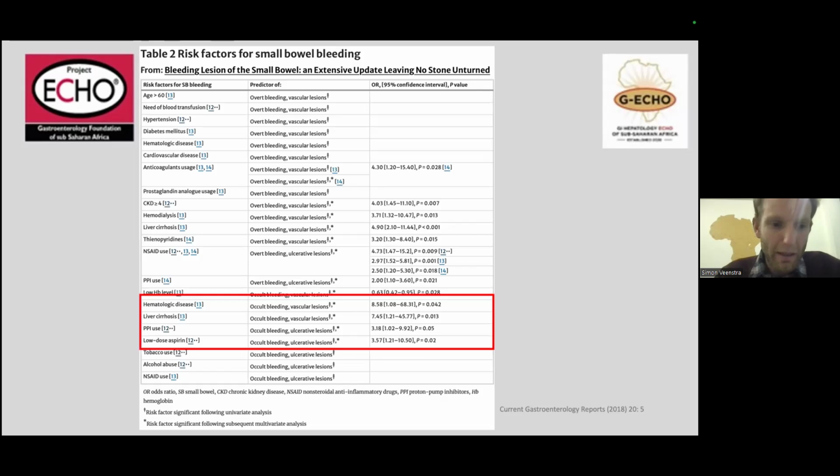In occult bleeding, again, liver cirrhosis is highly predictive of finding a vascular lesion. And then again, your use of aspirin and PPIs are highly predictive of finding ulcerative lesions on your testing as well.